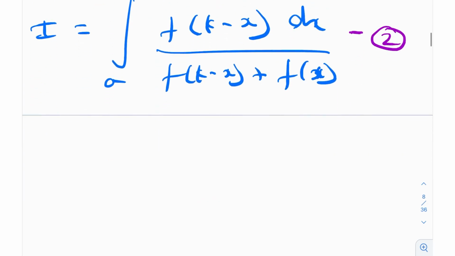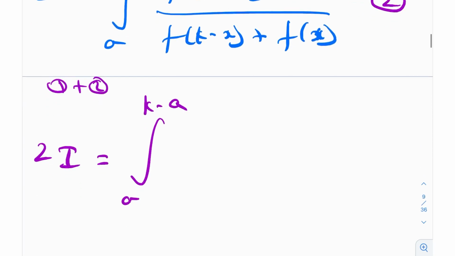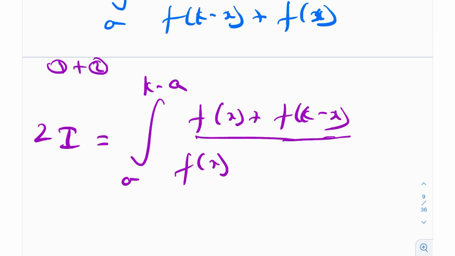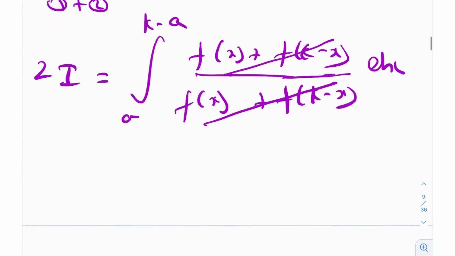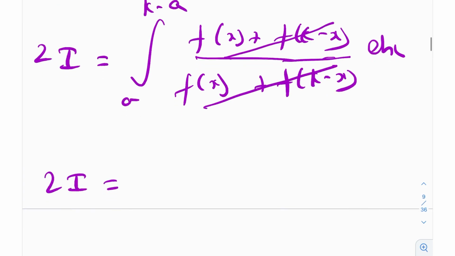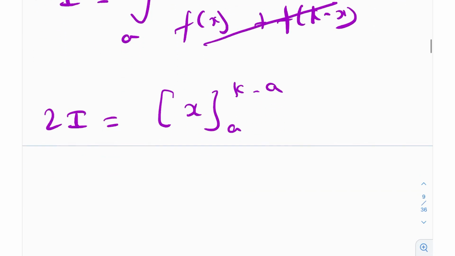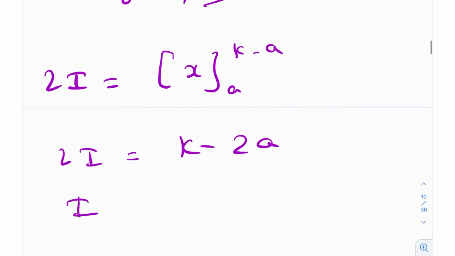Now, if I add both of these equations, 1 plus 2, I'll get f of x plus f of k minus x in the numerator and the same term in the denominator, which is great because they simply cancel out. We are left with nothing but the integral of dx, which is x from a to k minus a. So 2I just becomes k minus 2a, so I just becomes (k minus 2a) by 2.